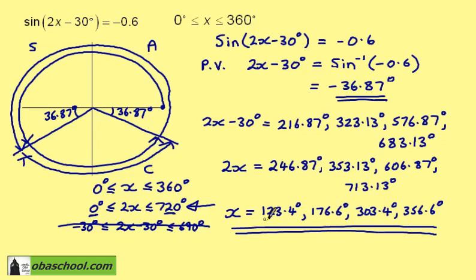And note how all the solutions are in the range 0 to 360. There was no need for any adjustment to be made, but the next example gives us a solution outside the range and we do need to make an adjustment.